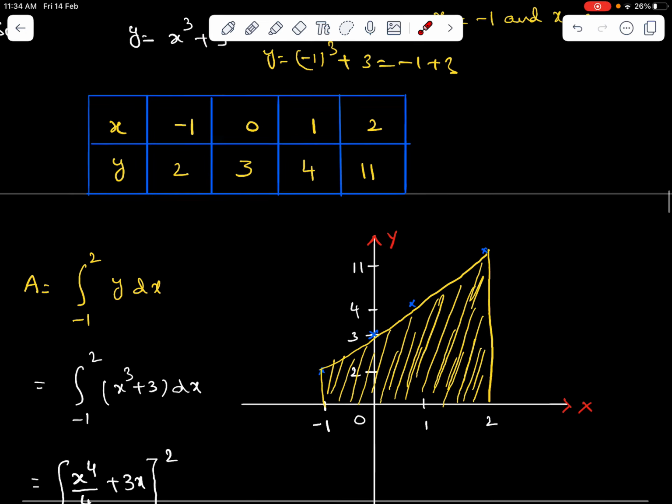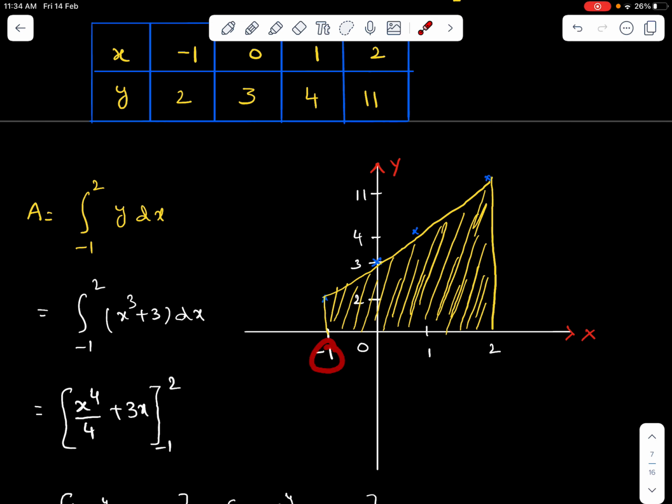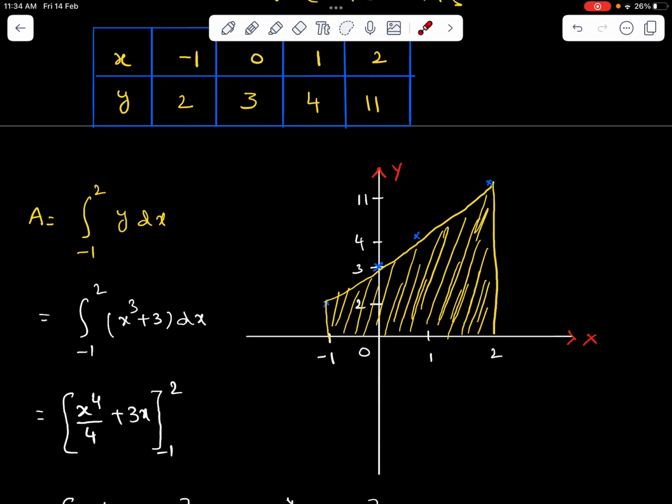Suppose 2, 3 plus 8, 11. You can observe the diagram. Minus 1, 0, 1, 2. This is the x axis. The value of y: suppose it is minus 1, the value is 2. Suppose 0, the value is 3. Suppose 1, the value is 4. 2, 4. This is the area. This is the required area.